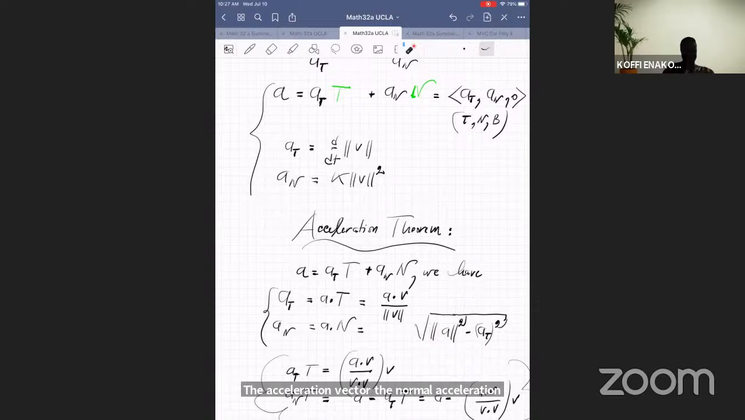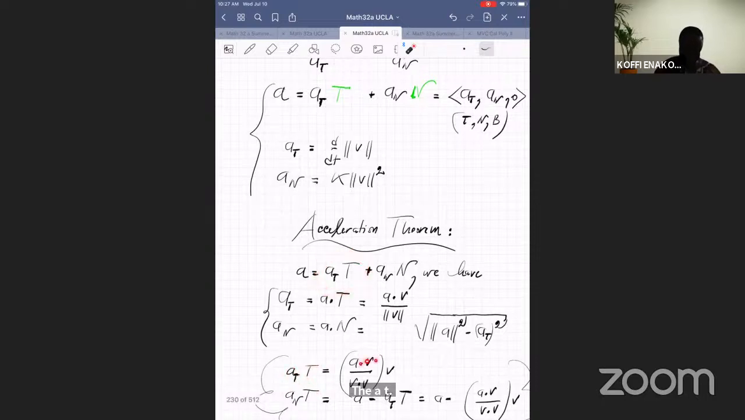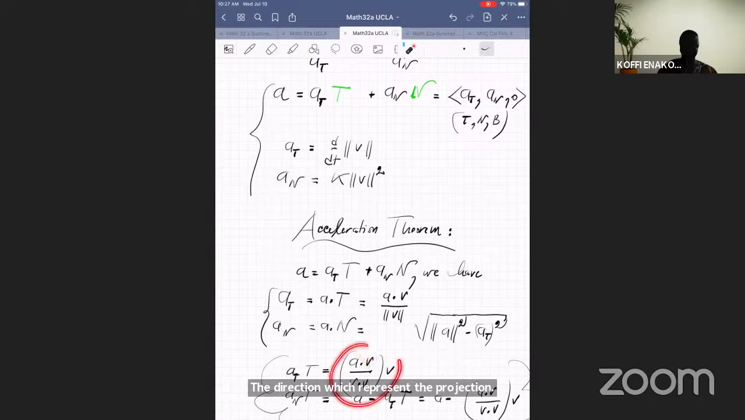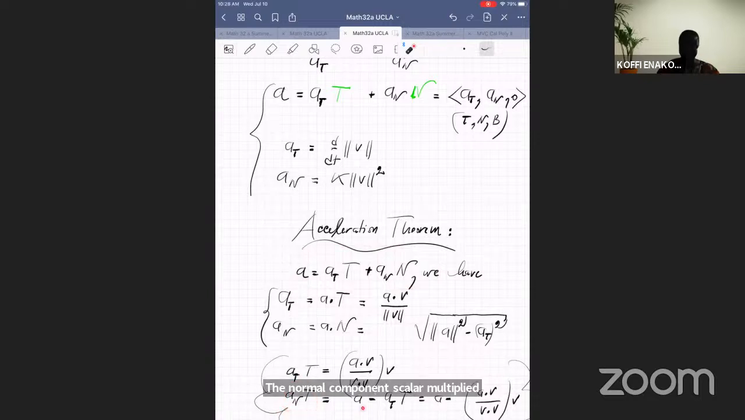We can also express A_T, this whole term, as A dot V divided by V dot V in the V direction, which represents the projection of the vector A onto the vector V. That's how we define the projection, right? The projection of A onto V is A dot V divided by the norm squared of V, in the V direction. And since this relation is true, A_N N, the normal component scalar multiplied by the normal vector, will just be A minus A_T T, which is A minus the term that is here.